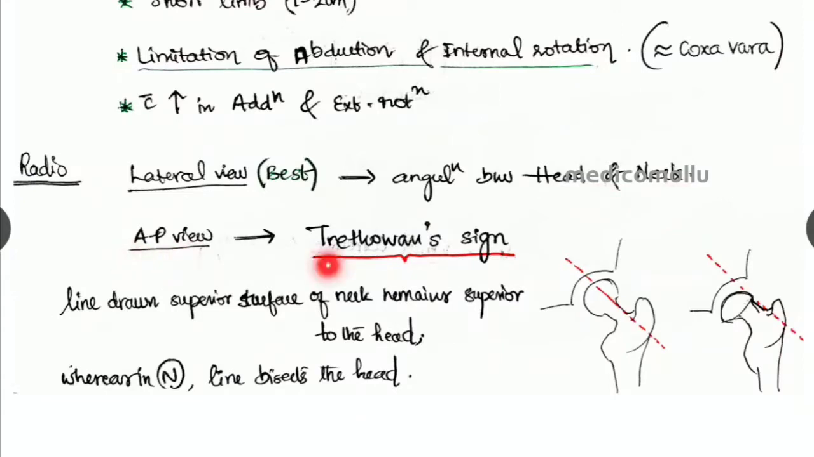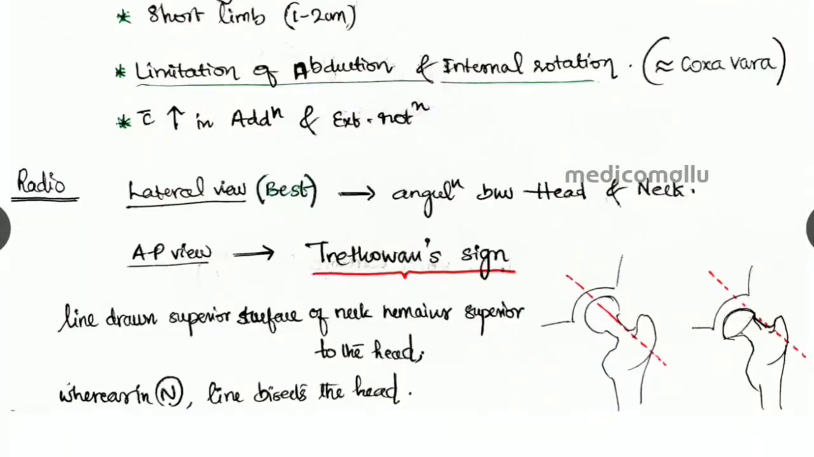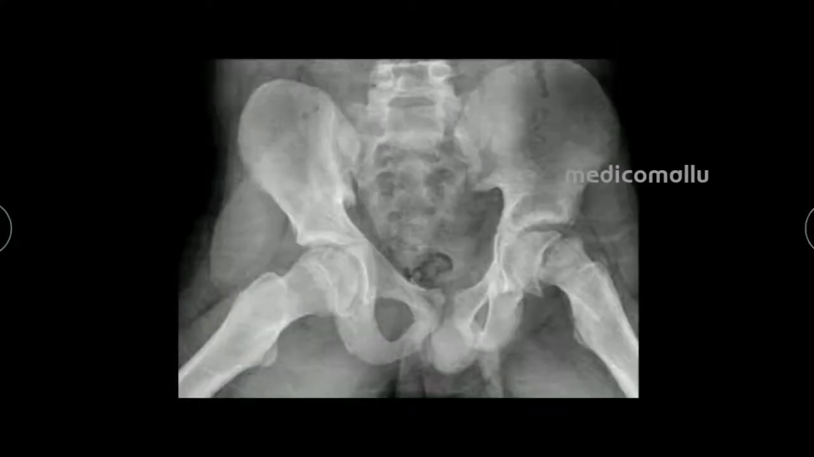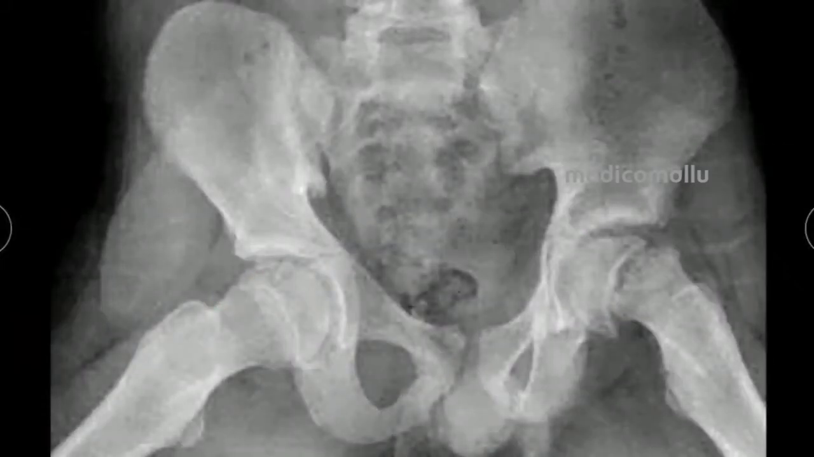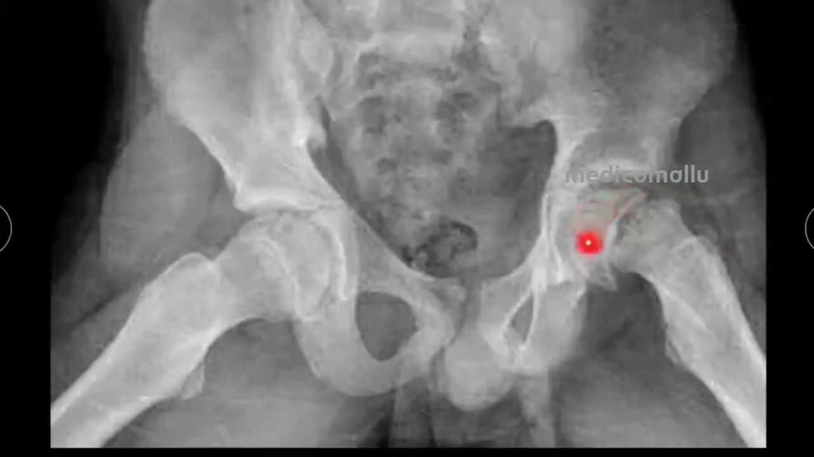In the AP view, we can see the Trethowan sign. What is the Trethowan sign? The line drawn along the superior surface of the neck remains superior to the head. This is the Trethowan sign. In normal cases, the line drawn along the superior neck bisects the head, whereas here the line passes superior to the head.